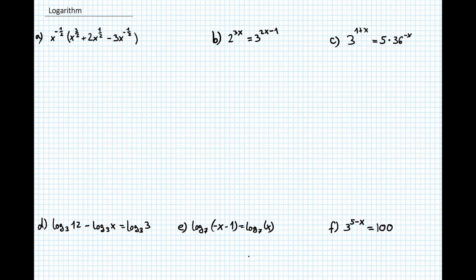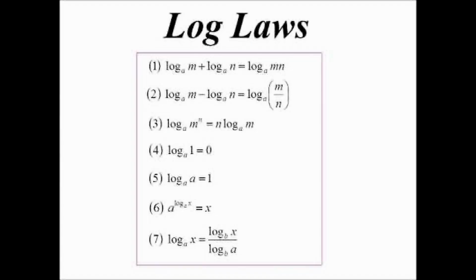In this video we'll talk about logarithms, and I've prepared some exercises for you that we're going to solve together. And if you want, you can pause the video at any time, try to solve them by yourself, and after come back for the solution. Before we start the video, I'm going to show you right now the log laws, and those will be very useful during the video.